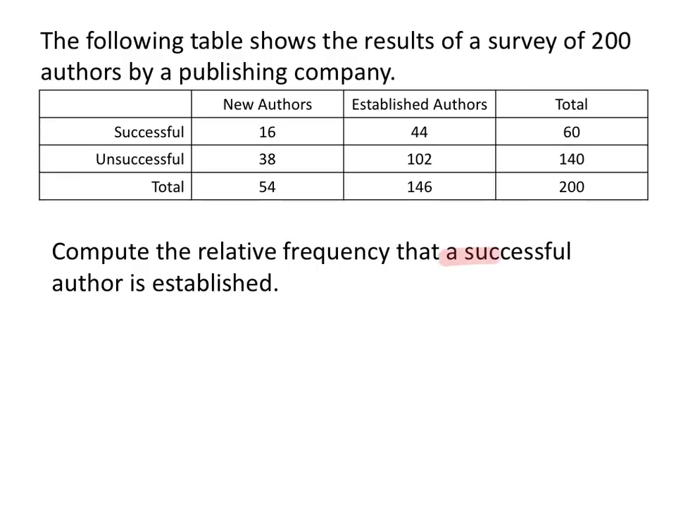Now we're going to look at a successful author. So successful authors, a total of 60. Is established. So only looking at successful authors, established is going to give me 44. An established author, so I'm looking only at established authors, the total is 146. Looking only at established authors, I want successful. Successful established authors are going to be the 44.